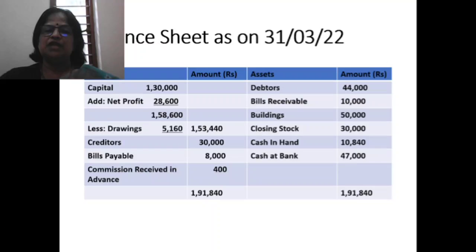Now balance sheet, capital, inner column 1,30,000 and net profit 28,600. Total is 1,58,600. Less drawings 5,160. So outside the column 1,53,440. Creditors 30,000. Bills payable 8,000. Commission received in advance. I told you this is a liability that will be for the next financial year. So 400. Asset side: debtors 44,000, bills receivable 10,000, buildings 50,000, closing stock 30,000, cash in hand 10,840, cash at bank 47,000.